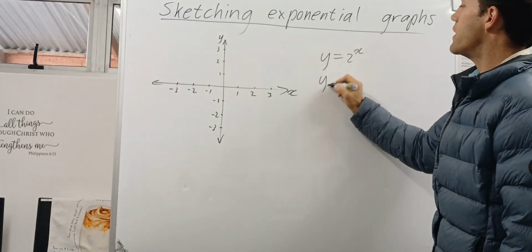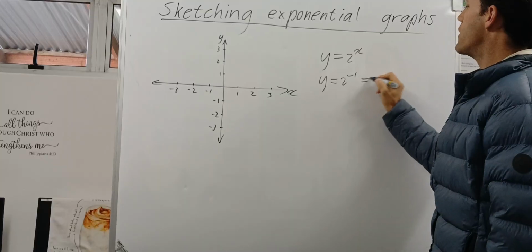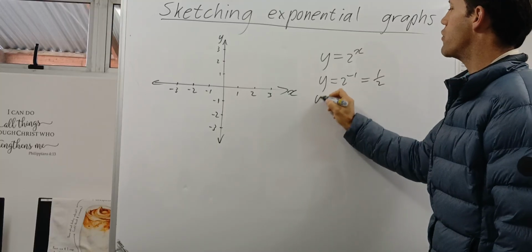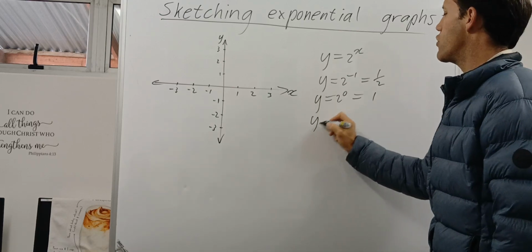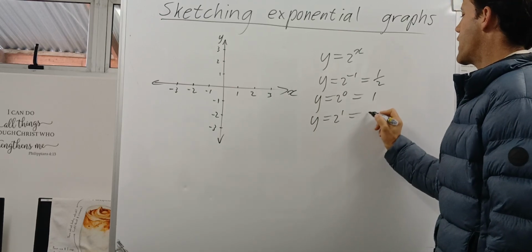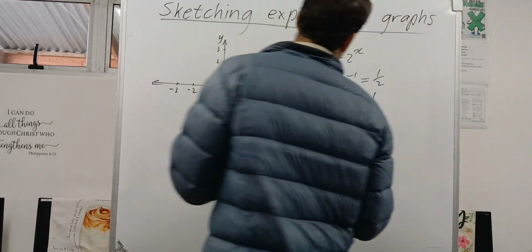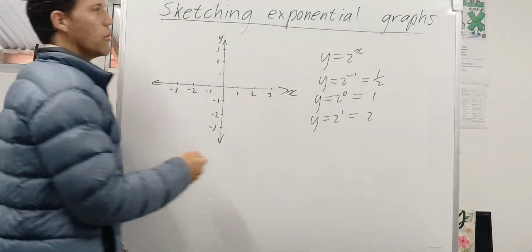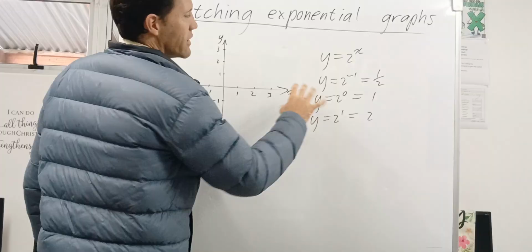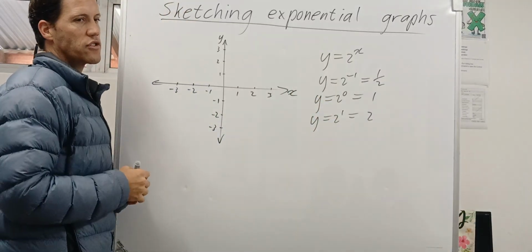So when you put in negative 1, you get a half. Okay, when you put in 0, you get out 1. And when you put in 1, you get out 2. So that's the substitution. Normally with any exponential graph, when you put in negative 1, 0, and 1, it's enough. You should see what the graph is going to look like.